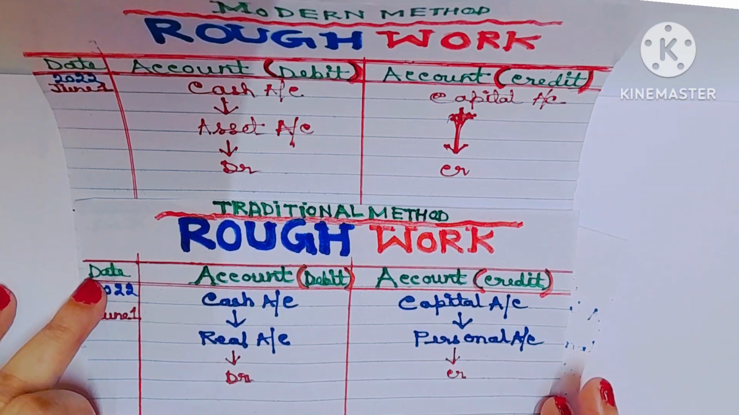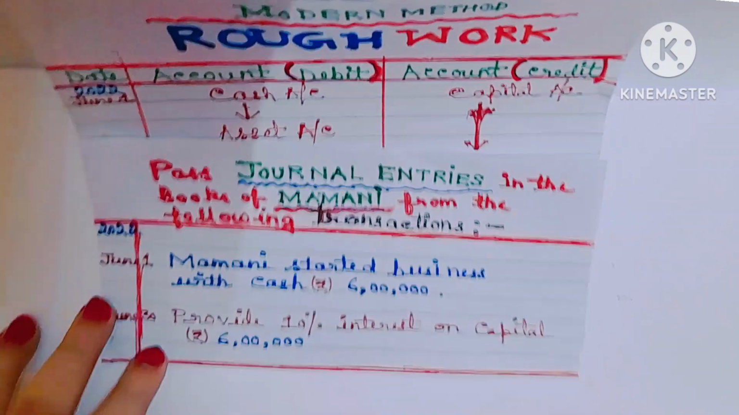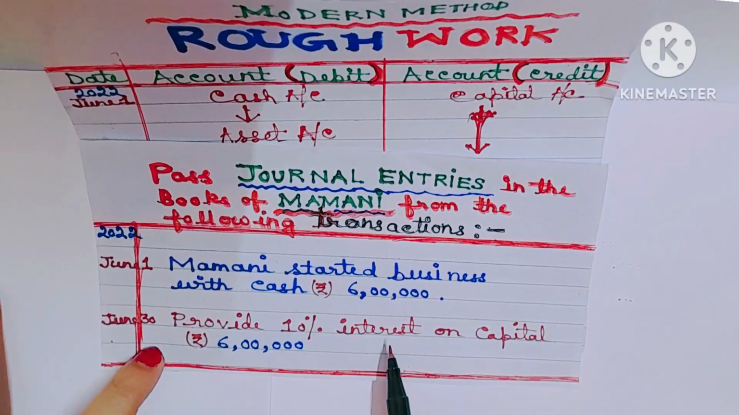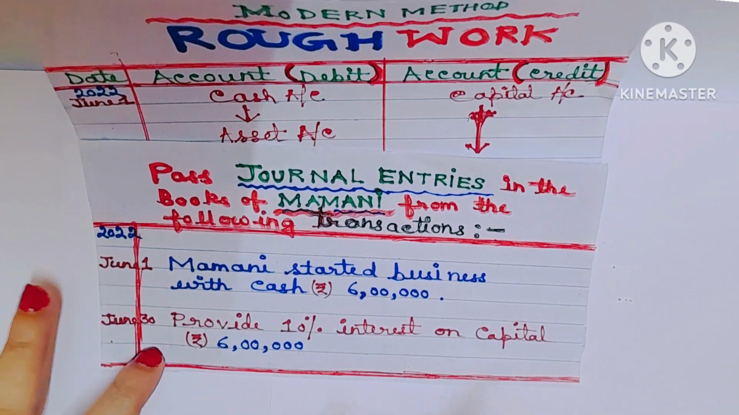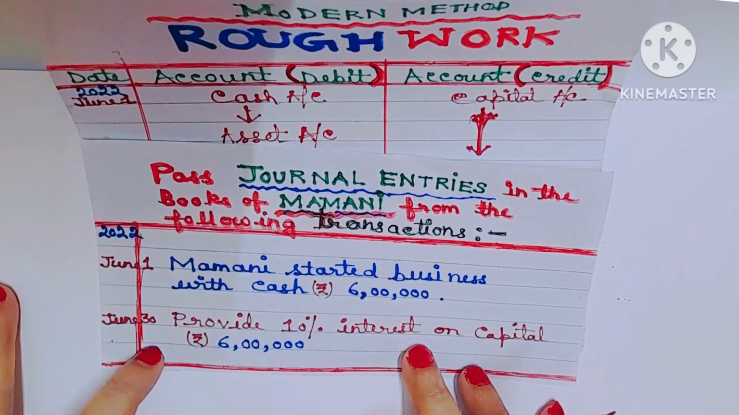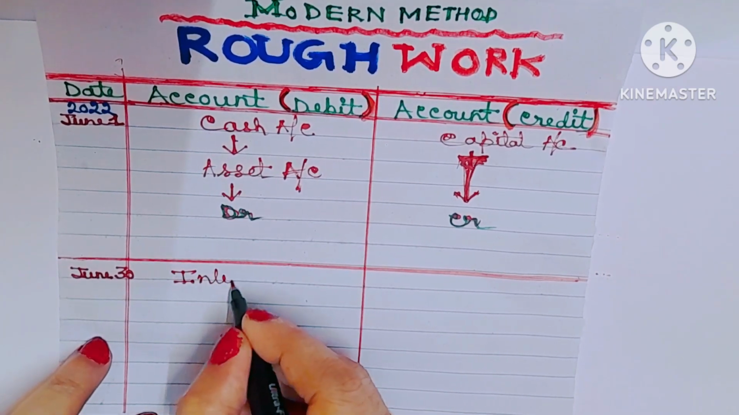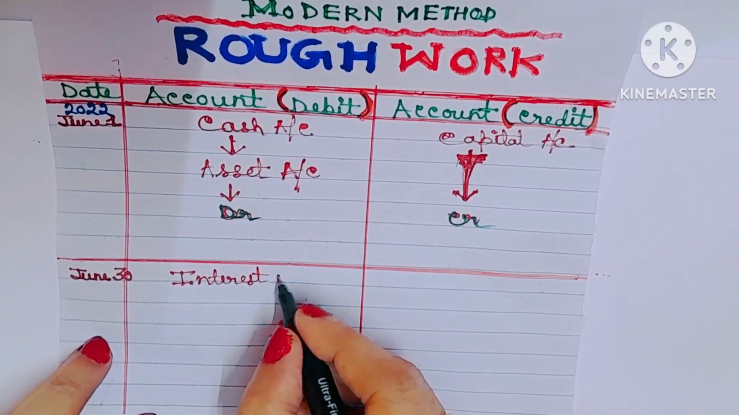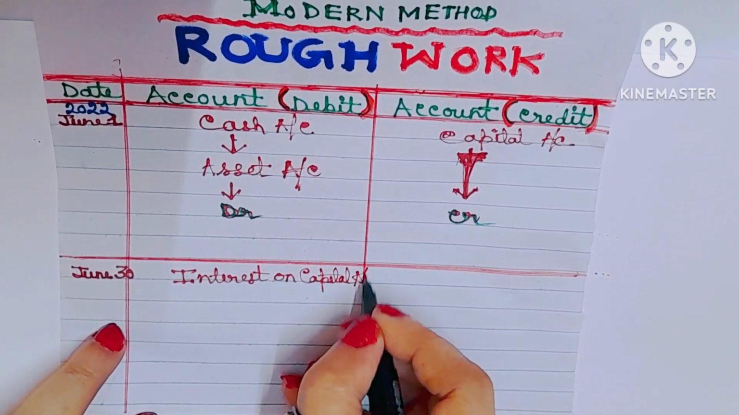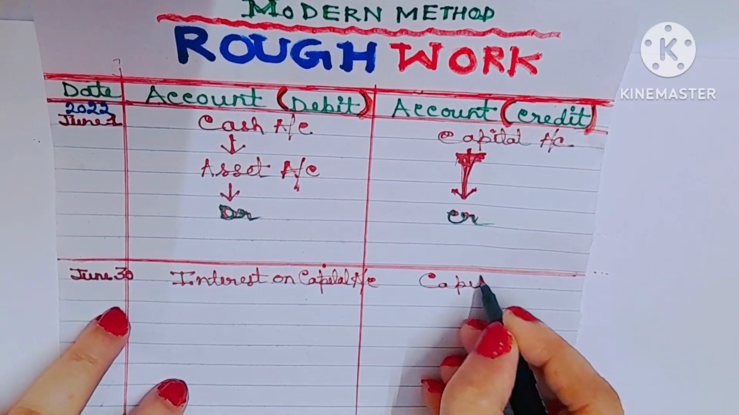Okay, now let's do the second transaction by applying the modern method. On 30th June, provide 10% interest on capital rupees 6 lakhs. So we already know the two accounts. One will be interest on capital account and another will be capital account. So let's write. On 30th June, interest on capital account, and another will be capital account.